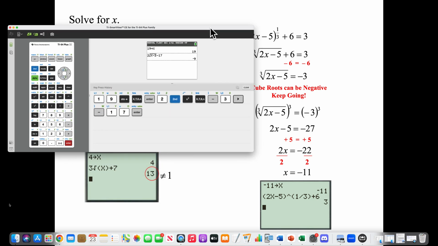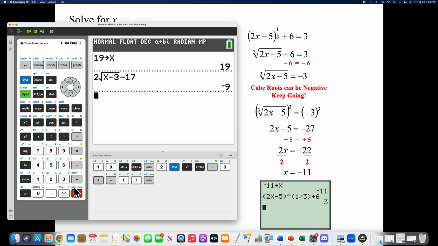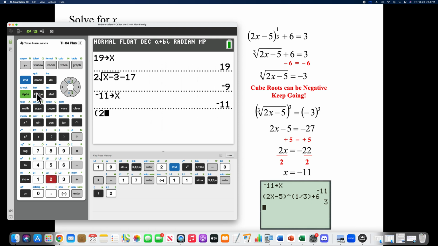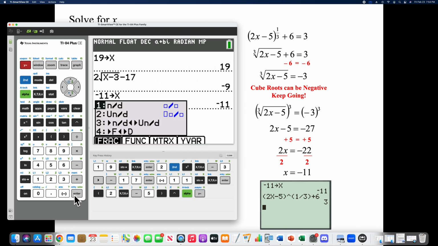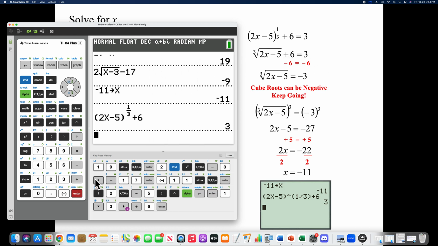We know we're correct. Newer calculators, if I wanted to enter that into my calculator, so again, negative sign, not the minus sign, 11, store it for x, left parentheses, 2x minus 5, close the parentheses, raise it to the power. It's a fraction. Remember, alpha y equal to get your fraction text boxes. 1 on the top, 3 on the bottom. Right arrow out of the exponent position, put in your plus 6, hit enter, and it's equal to 3, just like it says on the test or your homework. So now you know you are correct.